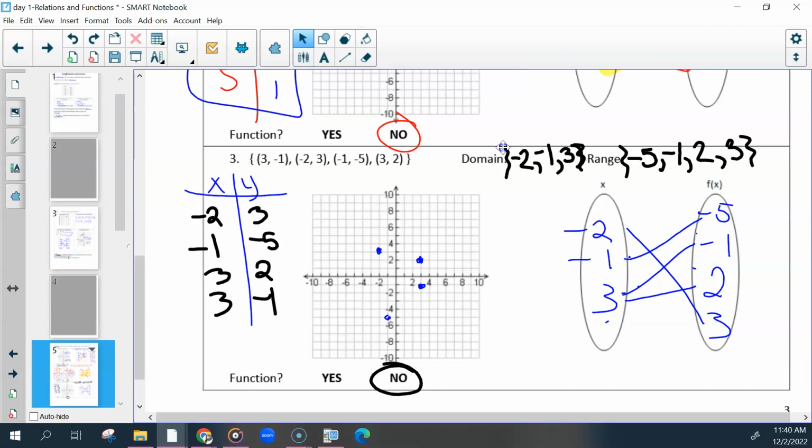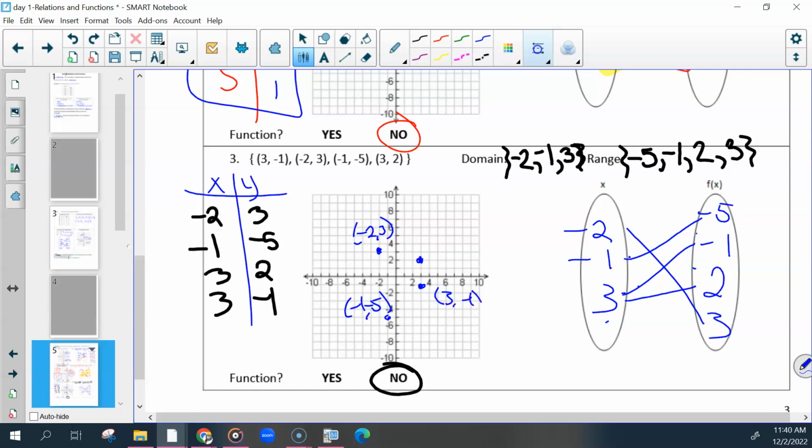We should all have similar things. In the table, your x values need to be least to greatest, and then whatever matches. Your graph should look very similar to this. I'm going to label these points just so you know which one is which. Your domain and range need to be in curly brackets, least to greatest, without any repeats. Same thing with your ovals, your mapping, and make sure these have arrows.